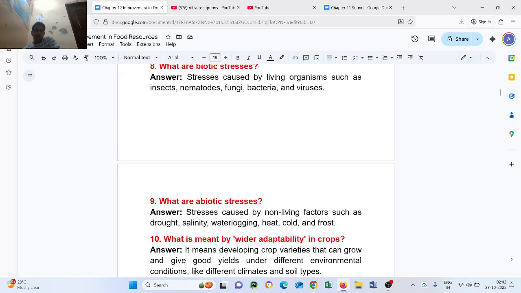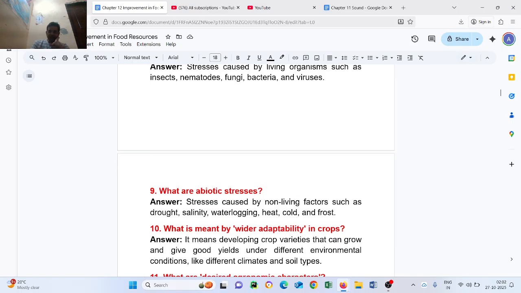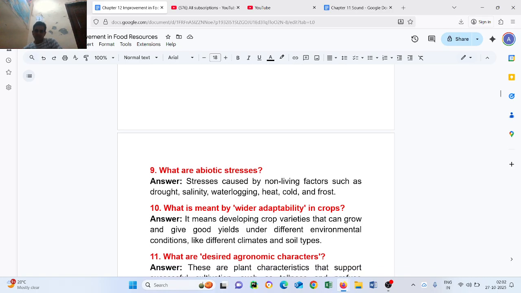Question number 9: What are abiotic stresses? Answer: Stresses caused by non-living factors such as drought, salinity, waterlogging, heat, cold and frost.